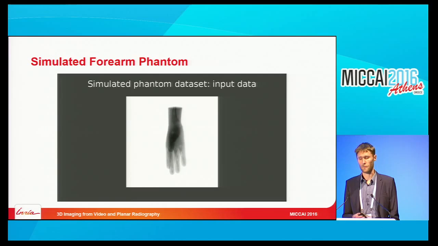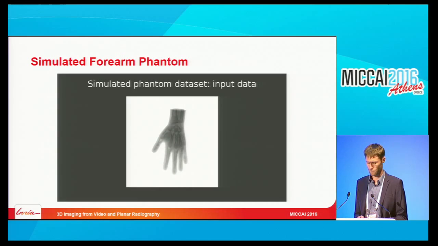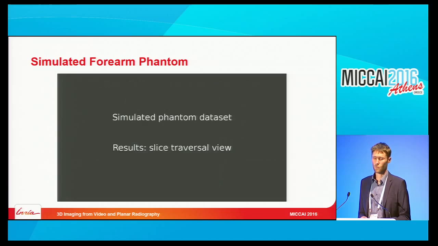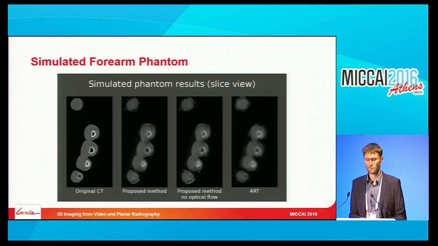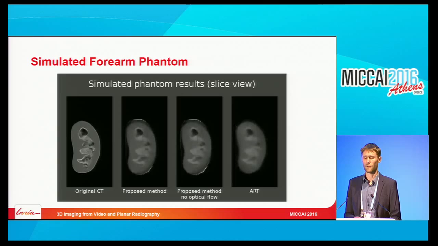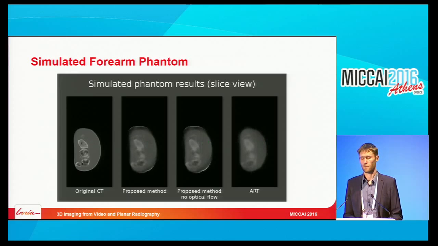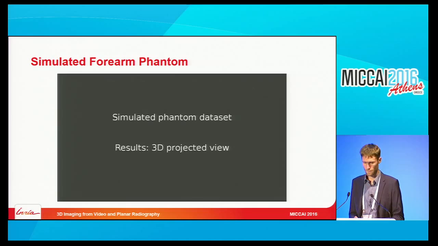And this is an example of the actual input data. So here you have your 32 frames, simulated X-rays. And now I'm going to go through the volume. So left to right, we have the ground truth CT, the proposed method, the same without optical flow, and then comparison with ART. So in the middle, the video is going to stop. There is a small artifact in the phantom, that is a hole. And you can see, for example, the ART method doesn't capture it because it's smoothing things out because of the L2 norm. Well, with the proposed method, we do get it.